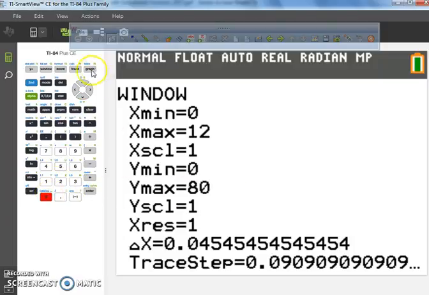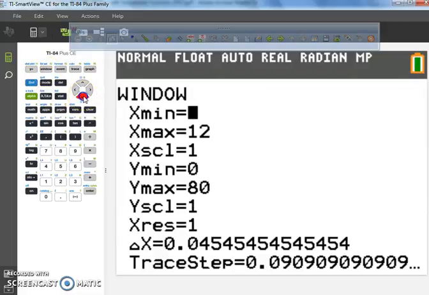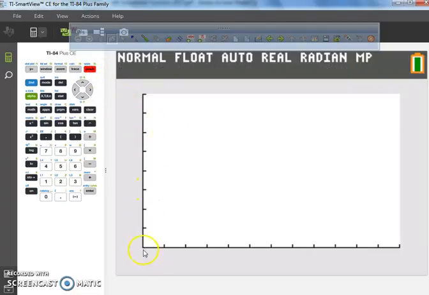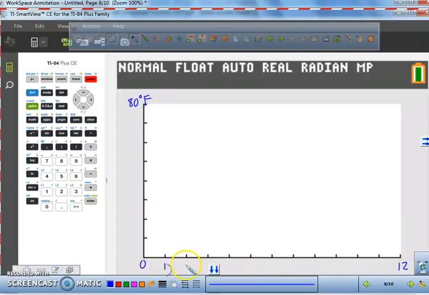So this is what your graph's going to look like right now. Oh, hold on. See all those little tick marks? Let's change our Y scale. Go to Y scale, put a Y scale of 10. Then all those tick marks will now be a lot better. So here's what we have. We have 0 here all the way to 12, and 0 here all the way up to 80. This is 80 degrees Fahrenheit, and this is December right here. January would be right here, then February, and so on and so forth.